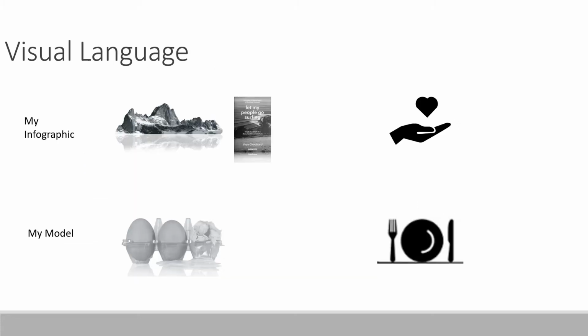My visual language model uses realistic photos in grayscale with transparent reflections, which I emulated with the photo of the mountain range and the book. My model also has moderately realistic icons that have some level of detail, which are also emulated throughout my infographic.